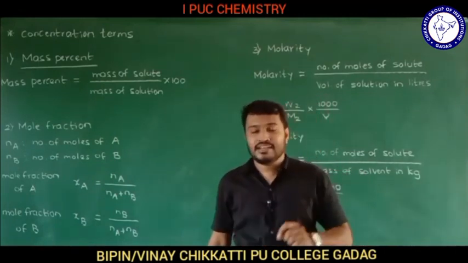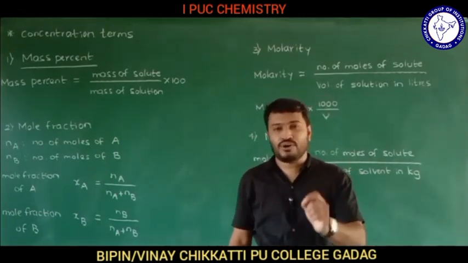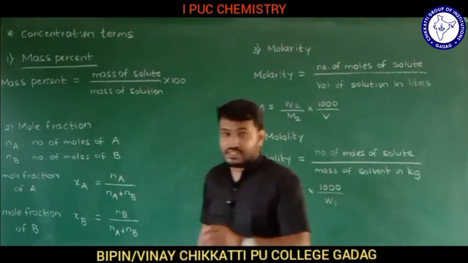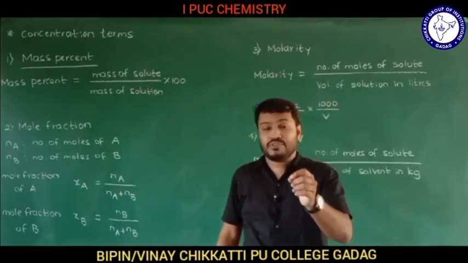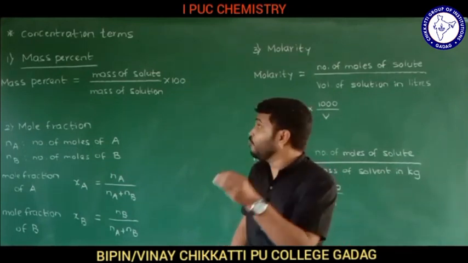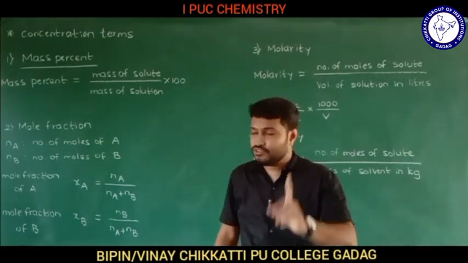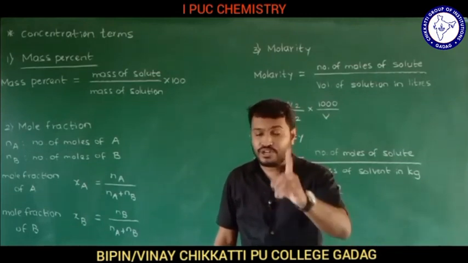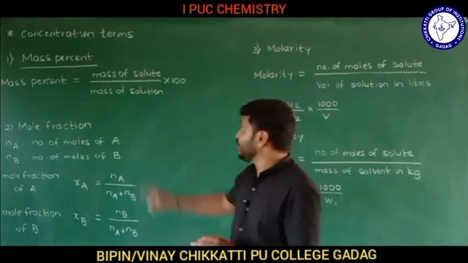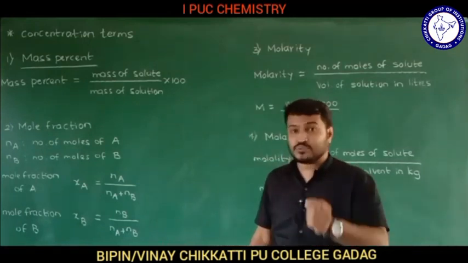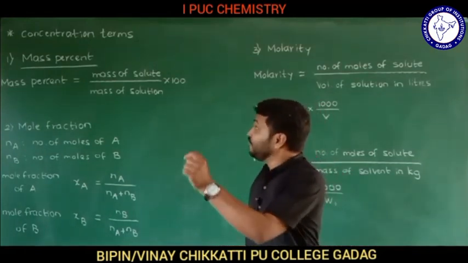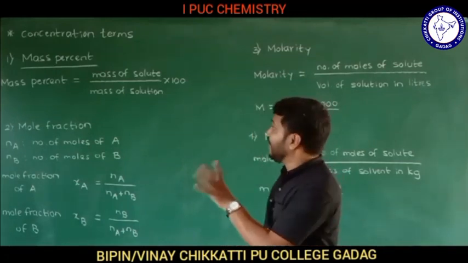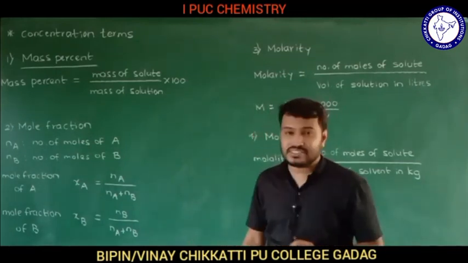Once you know that, when a solute reacts with the solvent, we are going to get a solution. The solute is the component which is present in small amount, and the component which is present in large amount we call the solvent. When these two combine, we get a solution. So if we consider the mass of the small amount, that is the solute, and the mass of solution, and multiply it by 100, we get the mass percentage.